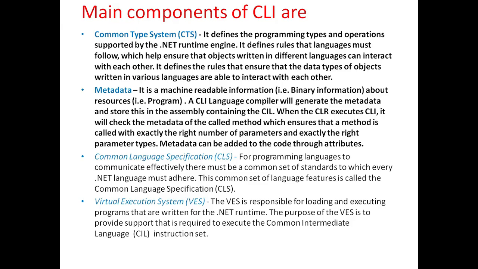When the CLI executes the CIL, it will check the metadata of the called method, which ensures that the method is called with exactly the right number of parameters and exactly the right parameter types. Metadata can be added to the code through attributes.